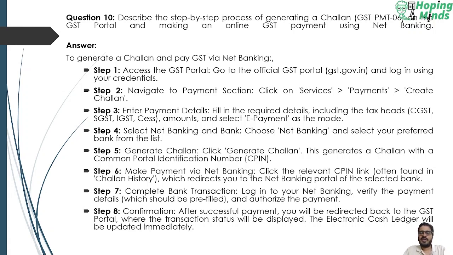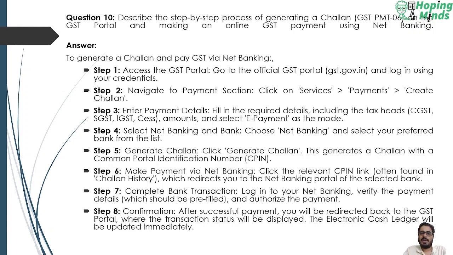First we have to access the GST portal. We have to go to www.gst.gov.in and log into our GST account using our login credentials. Then we have to navigate to the payment section. Under the services option, we have payments, and under payments, we have the create challan option. Once we click on create challan, we have to choose whether it's a QRMP payment or any other payment. For monthly filers, we have to select any other payment.